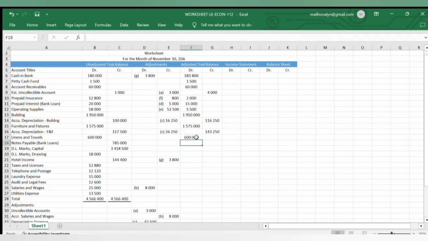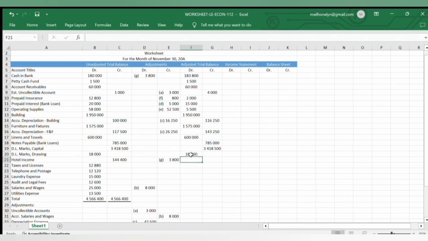Next is the notes payable. It will also remain as is, only that it will be plotted on the credit side. Next one is the DL Marks capital. It will also remain as is and be plotted on the credit side as well. Next one is the DL Marks drawing. It will be plotted on the debit side of the adjusted trial balance and remain as is since there are no adjustments that have been made.